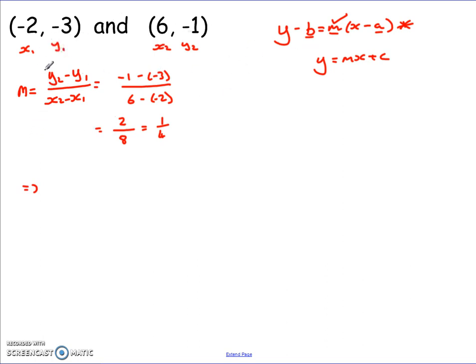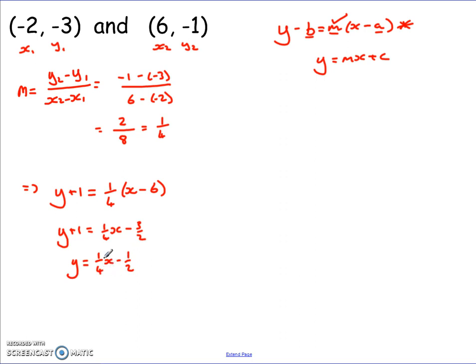Now do yourself a favour, pick the easier of the two to work with. Sometimes that's more obvious, sometimes neither of them really has a distinct advantage. In this one I'm just going to pick the second one. So for that, y - b, so it's y - -1, so y + 1 equals m, so a quarter, bracket x - a, which is x - 6. Then it's a case of just multiplying it all out. So I get y + 1 = a quarter x, take away 6 over 4, which is 3 over 2. Take away 1 from both sides, and I get y = a quarter x - a half.